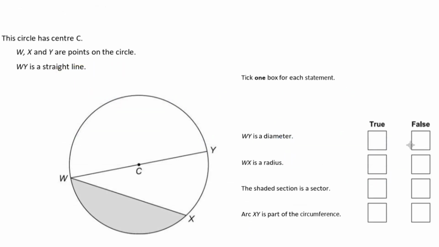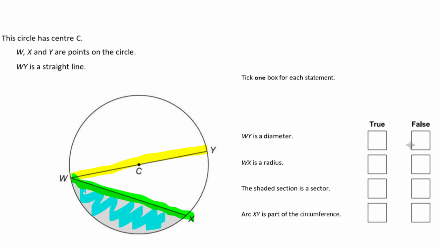This circle has centre C. W, X and Y are points on the circle. WY is a straight line. Just having a look at this. W, C and Y all lie on a straight line. C is the centre of the circle, so that makes this line a diameter. These two lines are chords. This shaded part here is what we call a segment. So let's see if we can answer the questions.